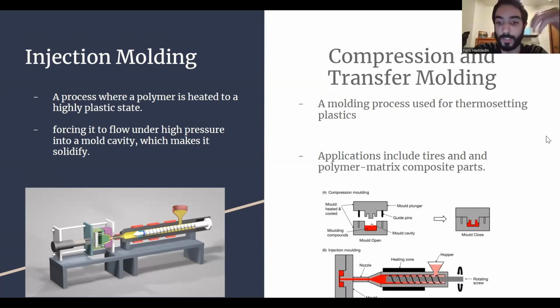Compression molding is similar to injection molding, in which the plastic is heated up and put through the mold while compressing on it, while putting some compression force. Similarly, transfer molding is done the same way, but using higher forces. The advantage that transfer molding has over compression molding is the tolerances for the parts are a little bit higher.